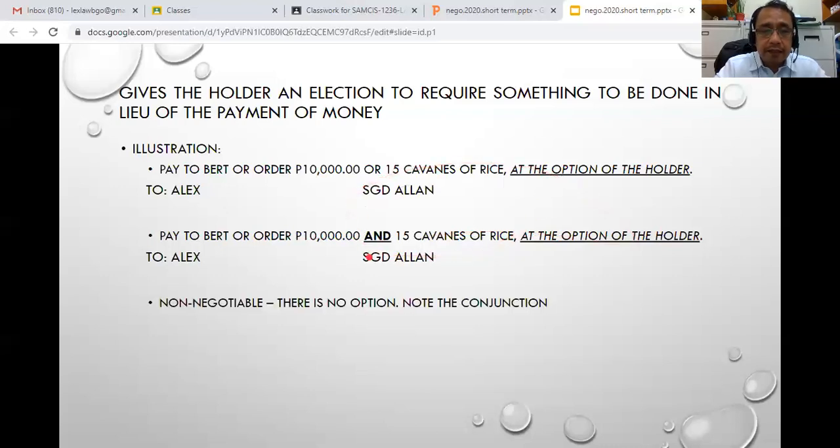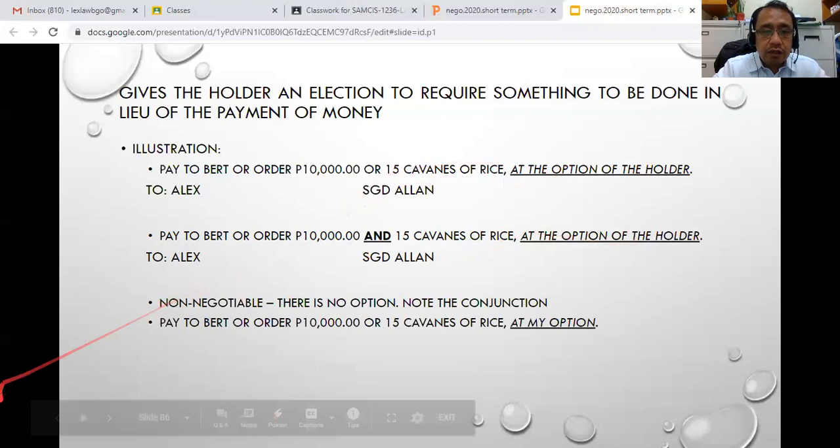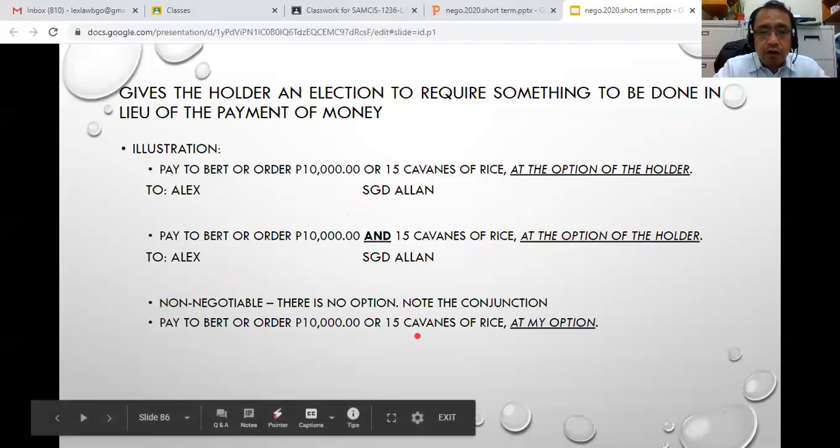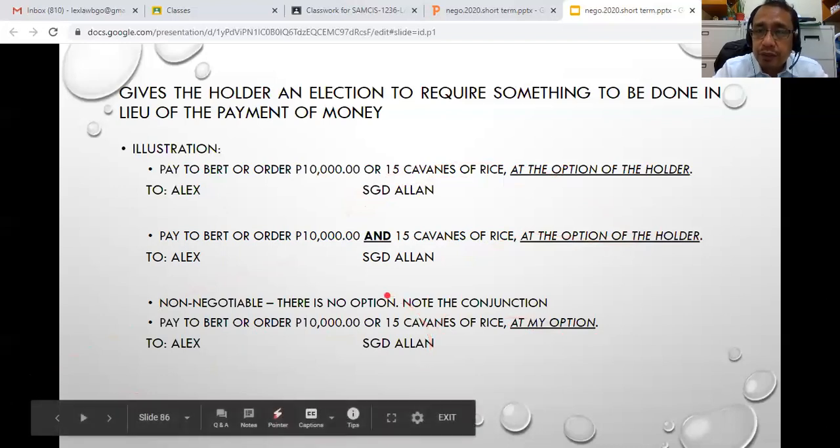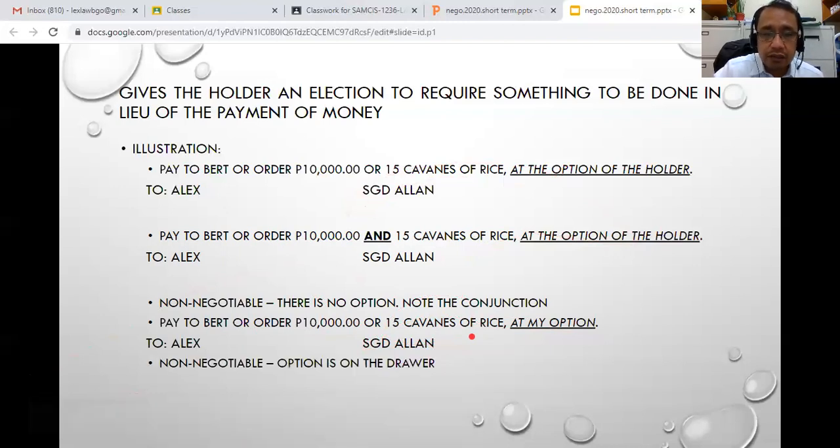Another situation: pay to Bert or order 10,000 or 15 cavans of rice at my option, to Alex, signed Alan. It's or, but at whose option? At my option. Who is my option? At the option of Alan, at the option of the drawer. That being the case, our instrument is considered non-negotiable because it is not at the option of the holder or possessor of the instrument. So again, I want to reiterate, it gives the holder an election to require something to be done in lieu of the payment of money.